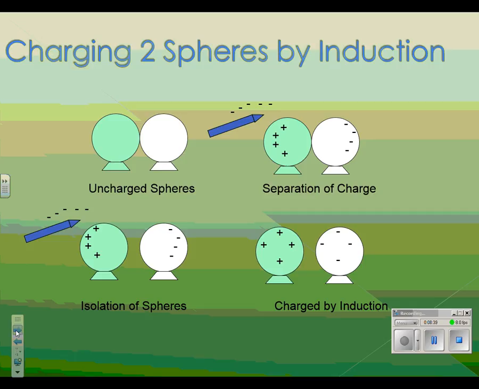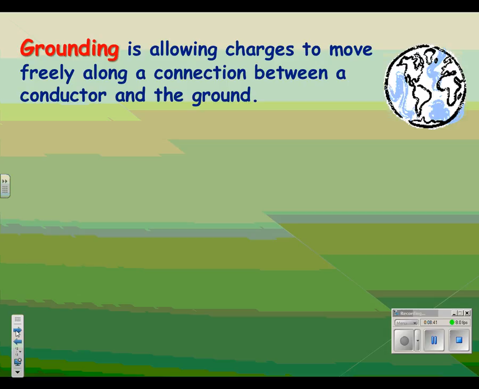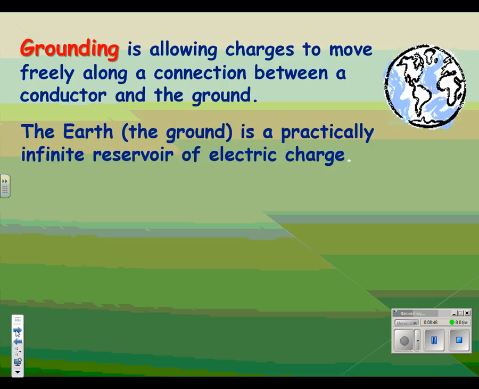Now, grounding is allowing the charges to move freely along a connection between a conductor and the ground. The Earth is an infinite reservoir of electric charge, so lots of times we pick it up, we move it around, it goes back to the ground.